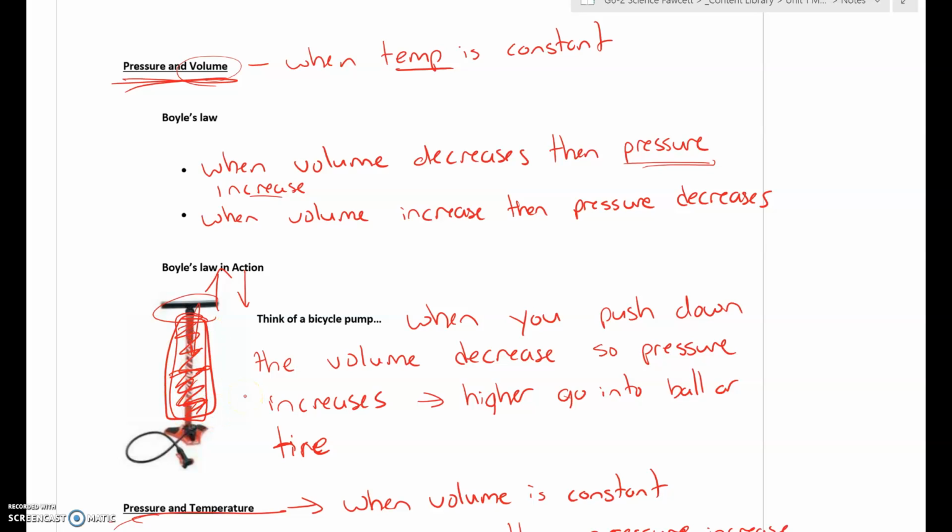The reason why this potentially gets confusing is because as you push down on the bike pump, you're exerting a force. So you are actually exerting some pressure in order to get that bike pump to go down. That is not the pressure that we're talking about here. We're talking about the pressure of the air molecules inside. We have this container. They are inside trying to push their way out of the container. That's the pressure that we're referring to with Boyle's law.